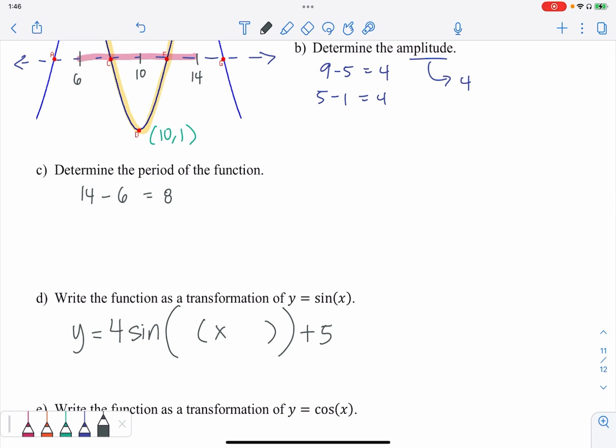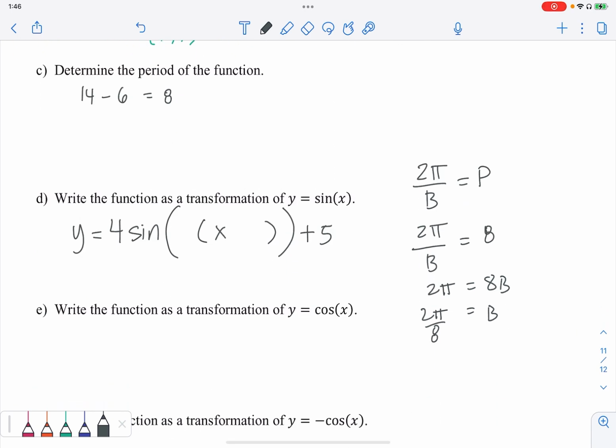Okay. So the period is 8. I know that 2 pi over b is the period. So 2 pi over b should be 8. So 2 pi should be 8b. B should be 2 pi over 8, which is really pi over 4. Right, b is pi over 4.